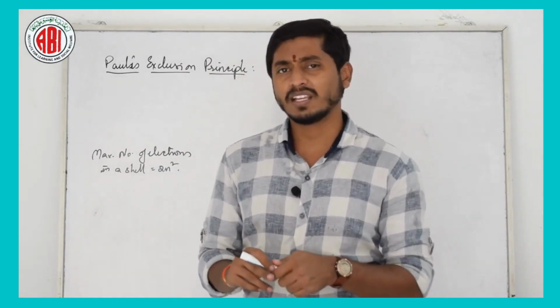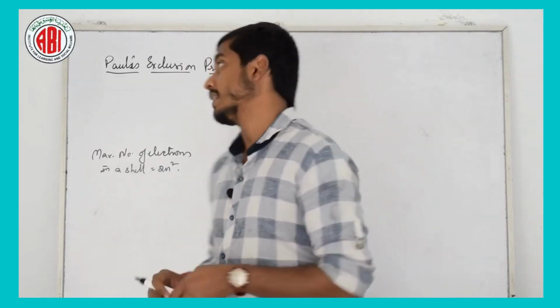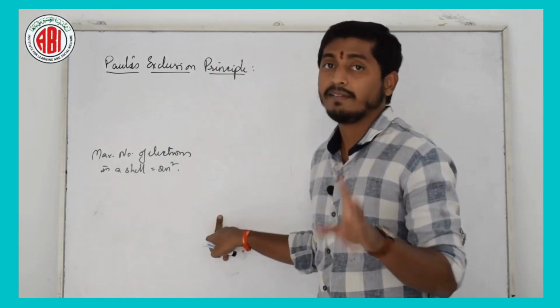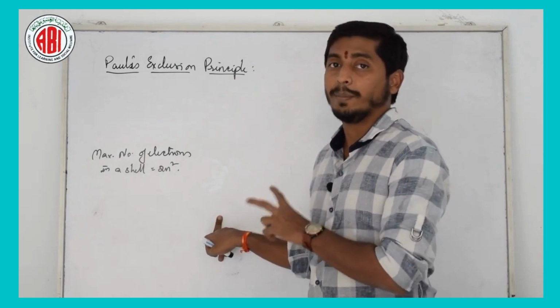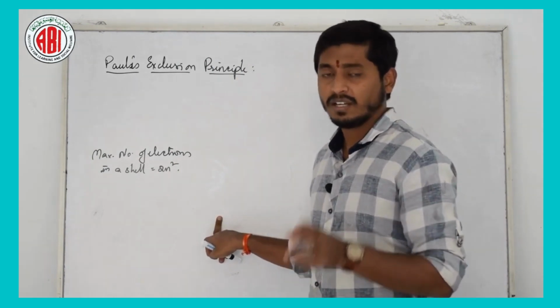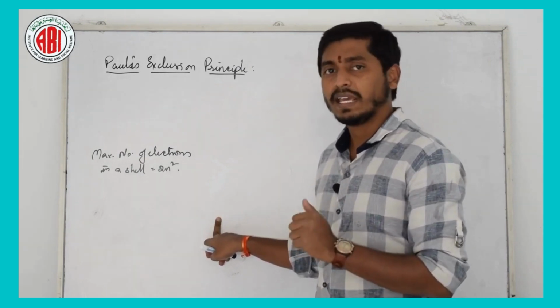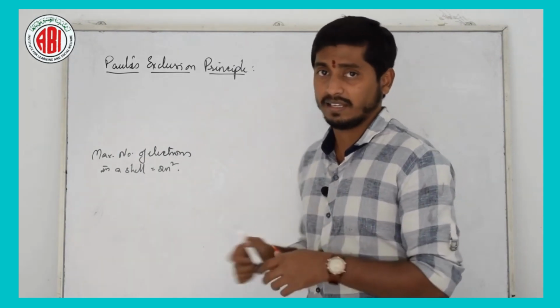Who is this Pauli? Right? Pauli exclusion principle, he defines that no 2 electrons will have all the same quantum numbers. Did you understand? No 2 electrons will have all same quantum numbers. Why, how, and everything. Let's see.